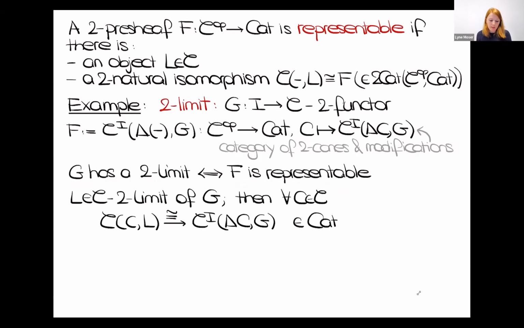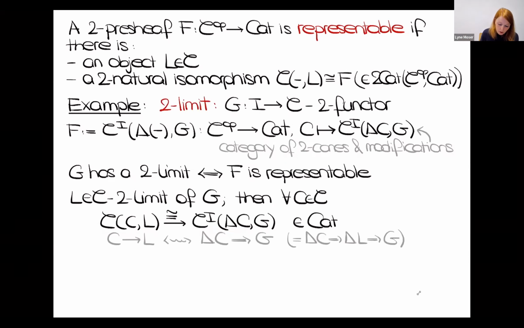And so I want to unpack this definition a bit for you. If you have a 2-limit, so a certain object L in C which represents this functor, then this tells you that you have a 2-natural isomorphism. So you have an isomorphism of categories for any C, between the category of morphisms from C to L and the category of cones with summit C of a G. And this isomorphism of categories now encodes two different isomorphisms, one on objects and one on morphisms.